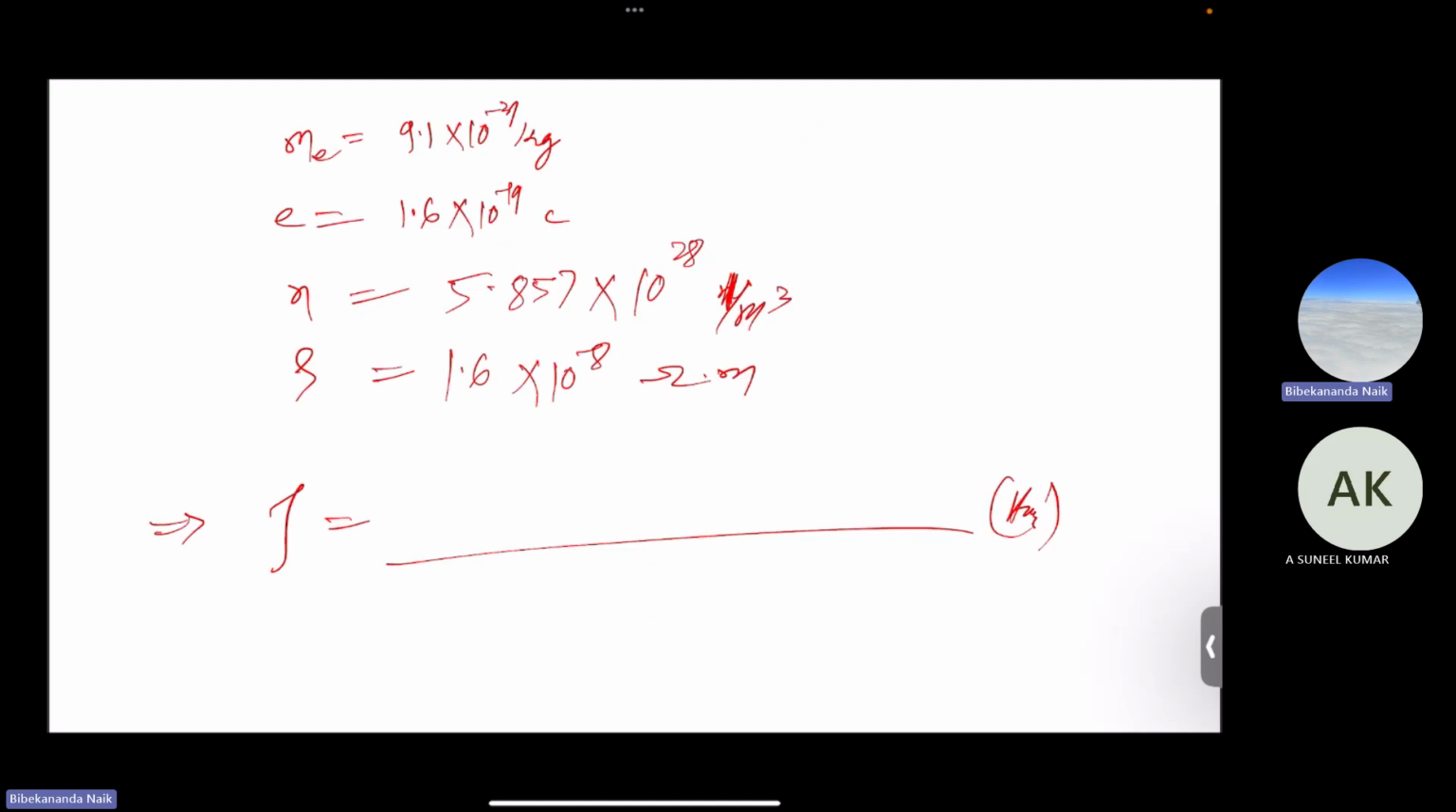So the value will be 3.8, or 3.79 that you are saying. 3.79 into 10 to the power minus 14 second, you can write it as 3.8 into 10 to the power minus 14 seconds. So is this clear to you now? Yes, sir.